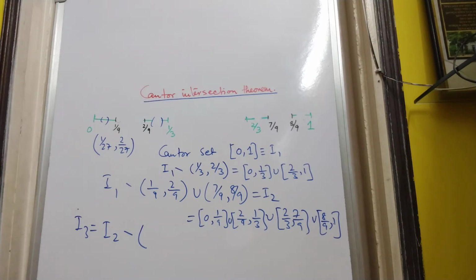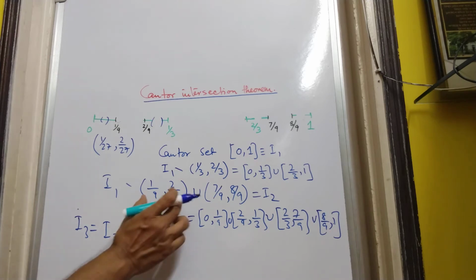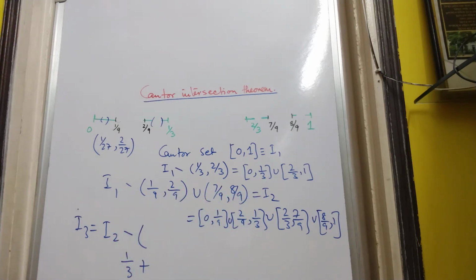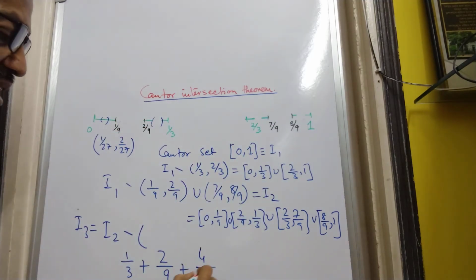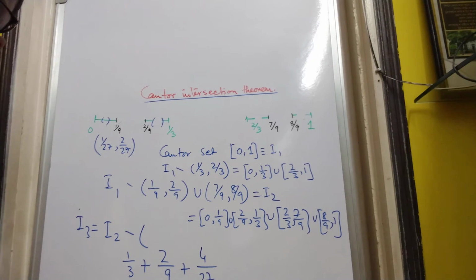Just note that the middle third I first removed, from 1/3 to 2/3, has length 1 by 3. And then we have removed these two, and if we add the length of them, it will become 2 by 9. And then if we add these 4 parts, it will be 4 by 27, because each one is of length 1 by 27. And this will go on.